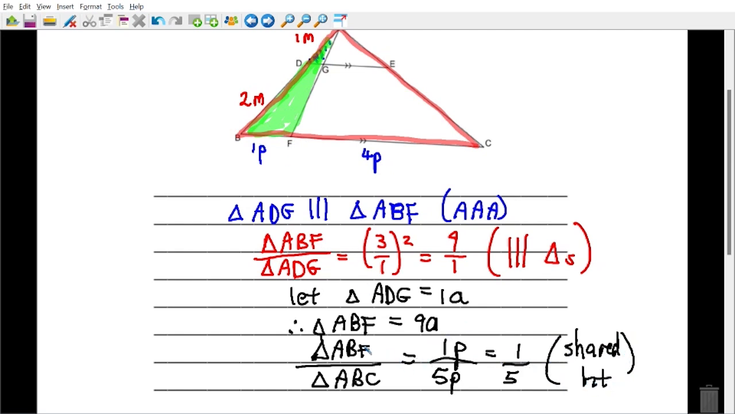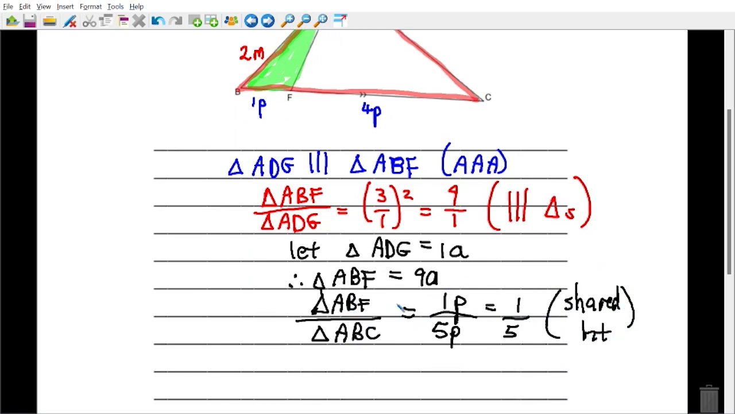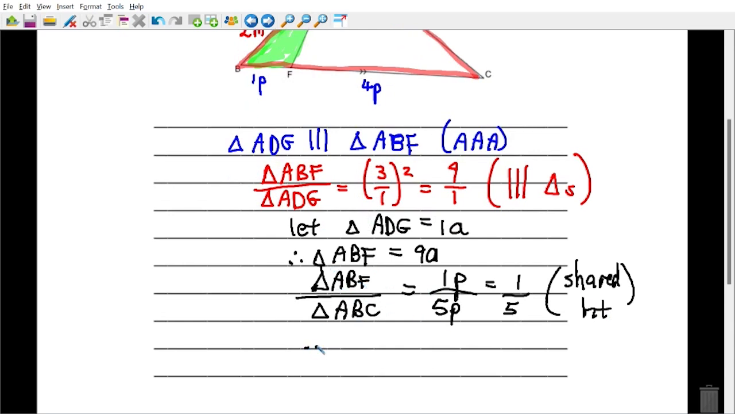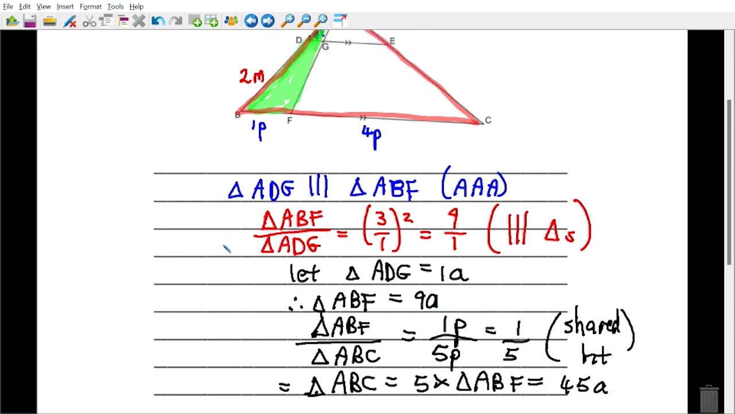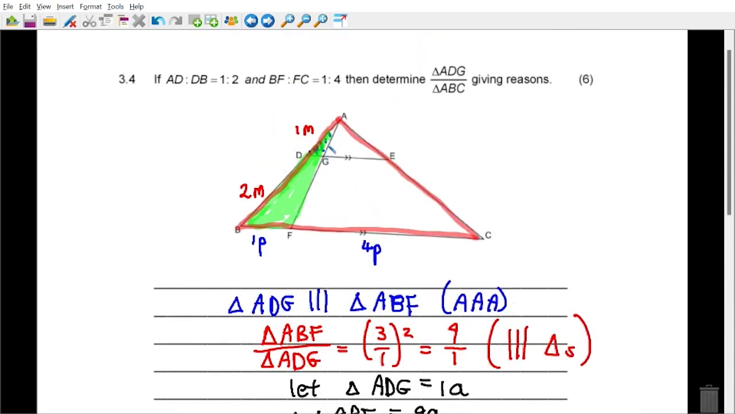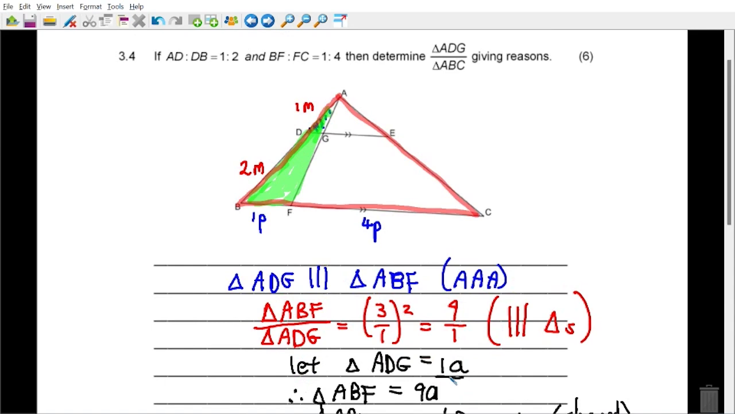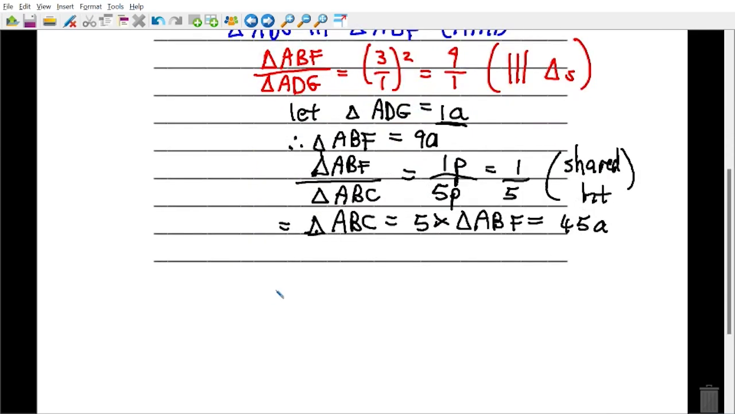Okay, so therefore ABC is actually 5 times ABF. Therefore triangle ABC's area is actually 5 times ABF. But we've already said that ABF is actually 9A, so it's actually 45A. And so now the ratio of the tiny little triangle at the top, which is 1A, to the entire thing is going to be 1A to 45A.